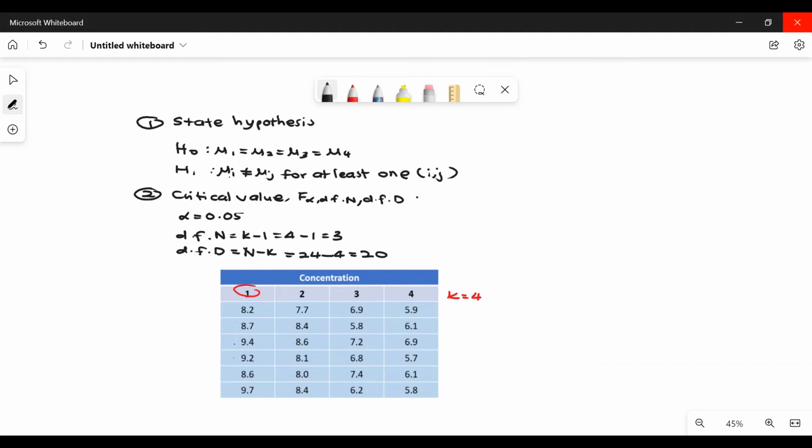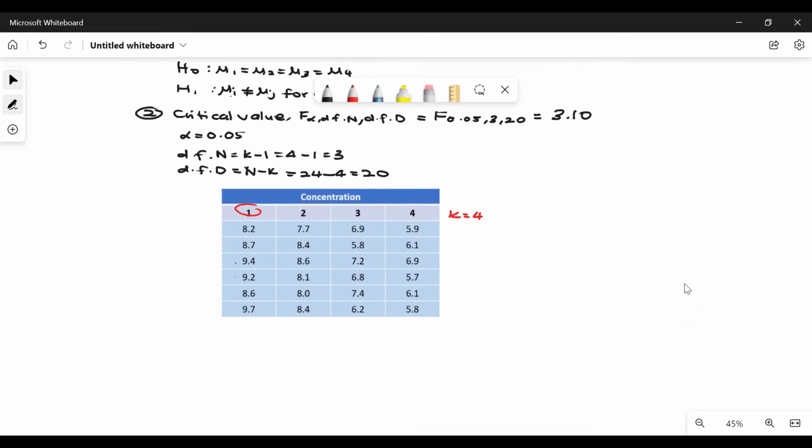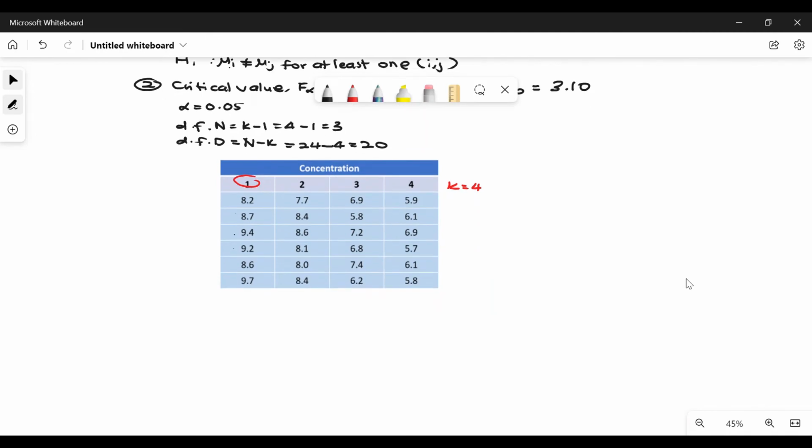So therefore we can conclude that the critical value, given alpha is 0.05, the degree of freedom for the numerator is equal to 3, and the degree of freedom for the denominator is 20. From the table, you will get the value, which is 3.10. Okay, then next we want to compute the test value.